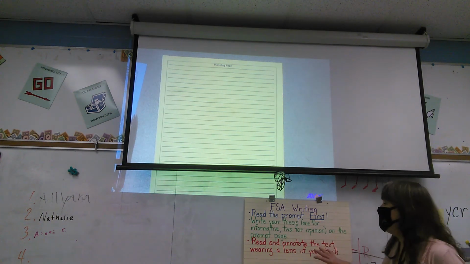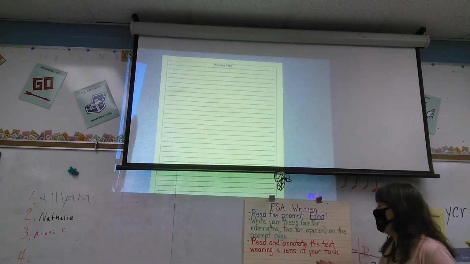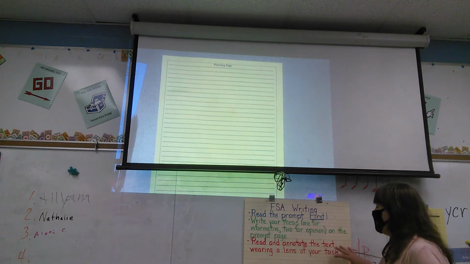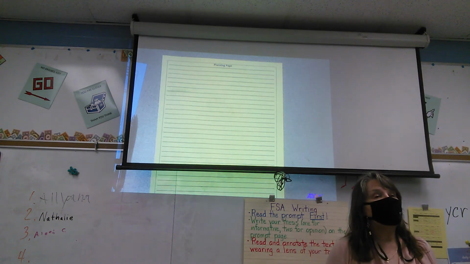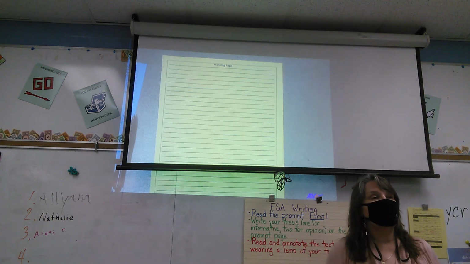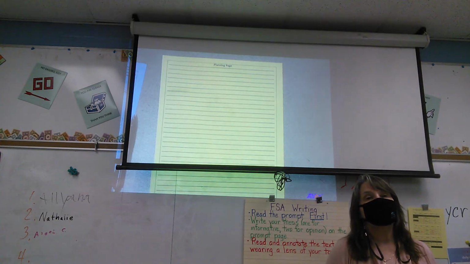Now, we have been doing this next step, reading and annotating the text, wearing a lens of your task, okay? So, as we've been reading this text set about the American Revolution, Roman, I'll wait until you're looking at me, that way I know you're paying attention. Whatever you have in your hand, I'm going to ask you to put it down. Thank you.